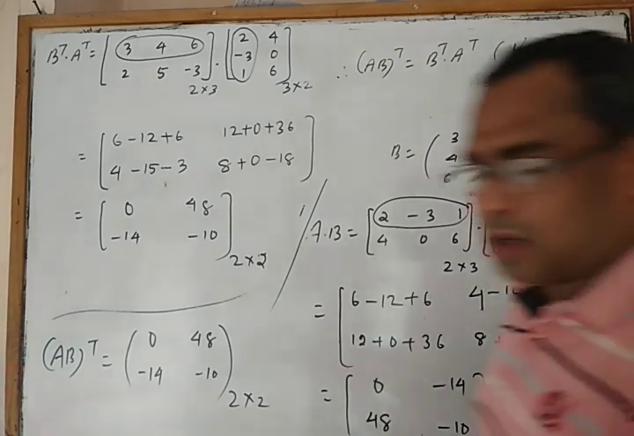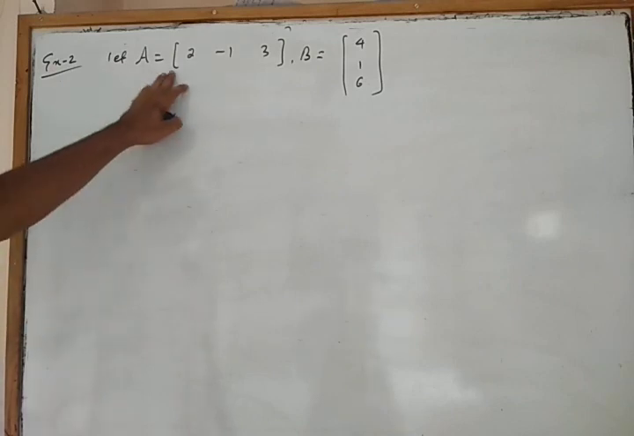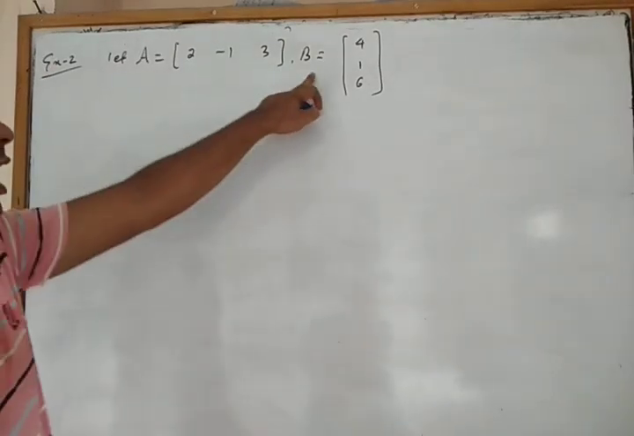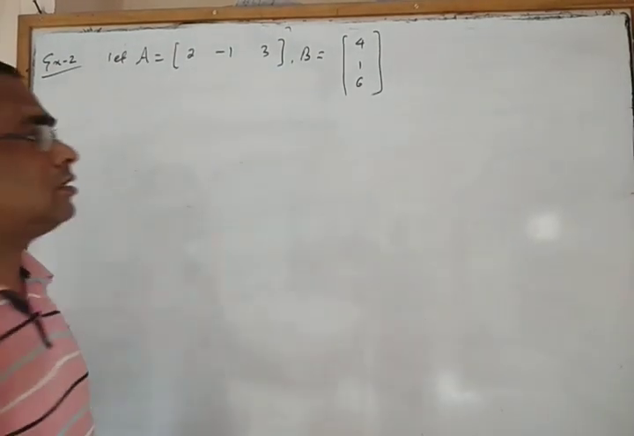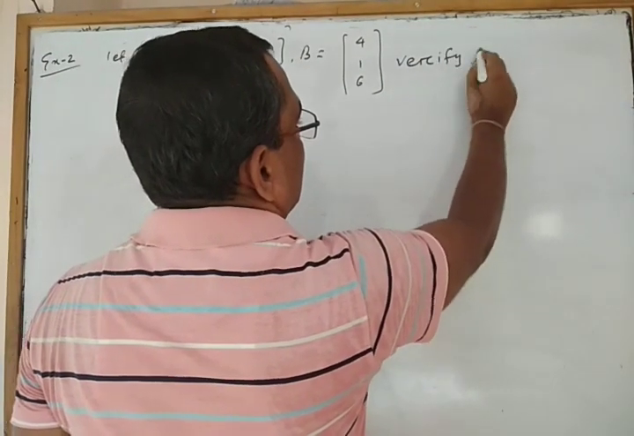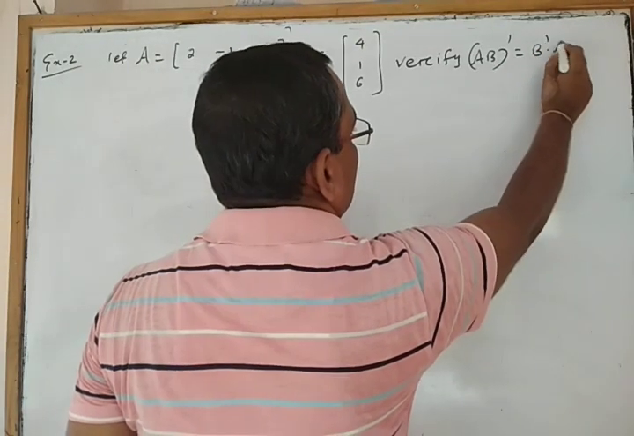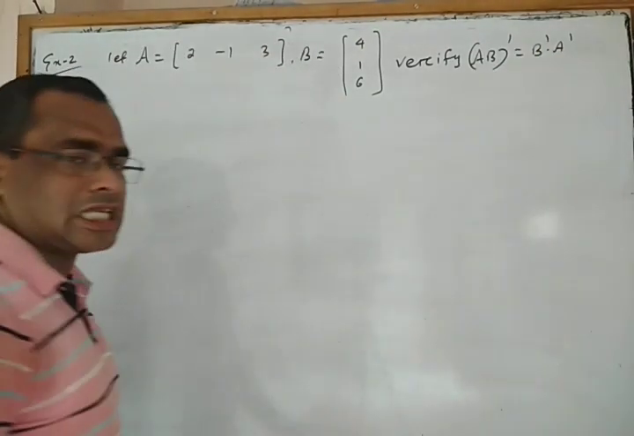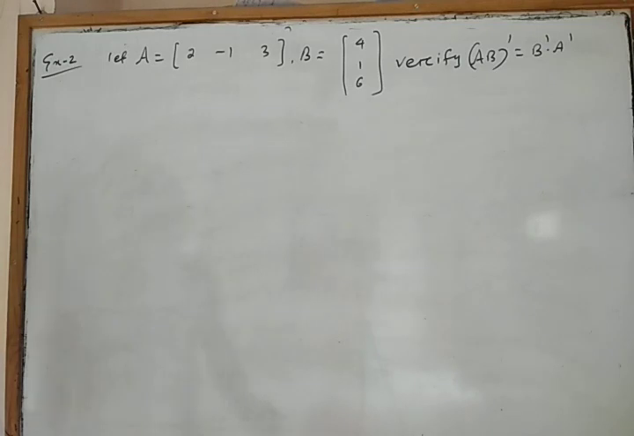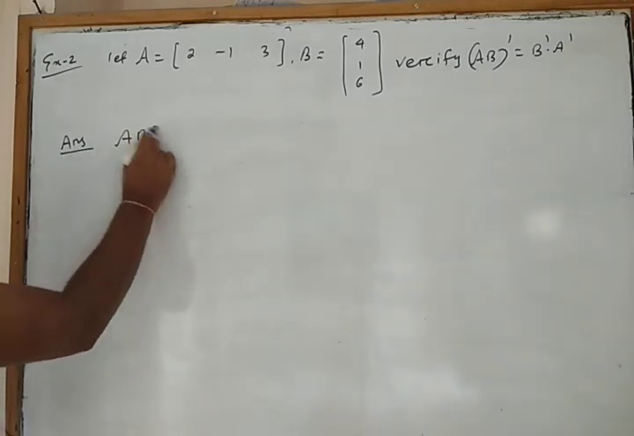Let's take another example. Next example: let A is equal to [2 minus 1 3] and B is equal to [4 1 6]. Verify AB prime is equal to B prime into A prime, that is AB transpose equal to B transpose into A transpose. Answer: first you have to find AB.